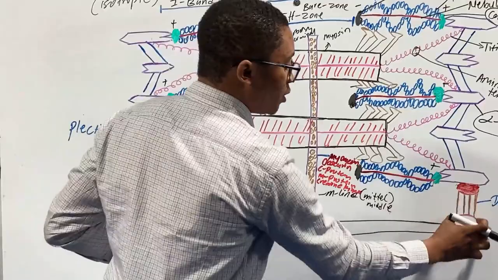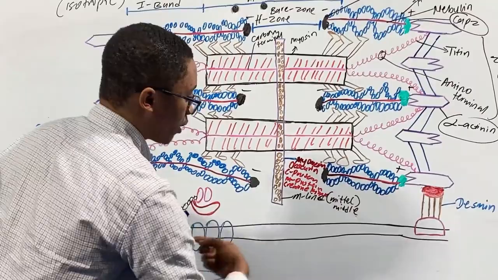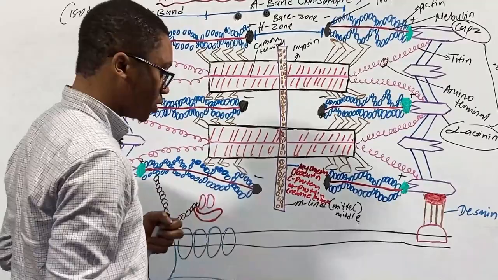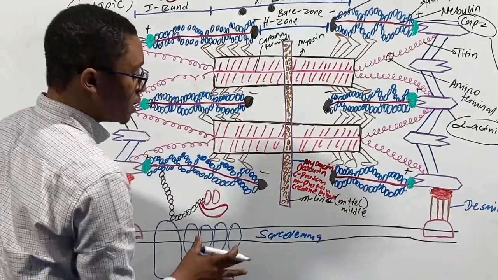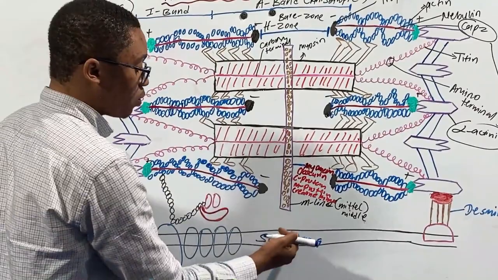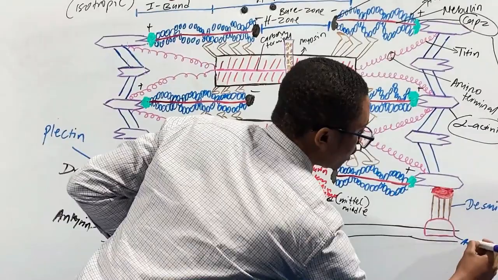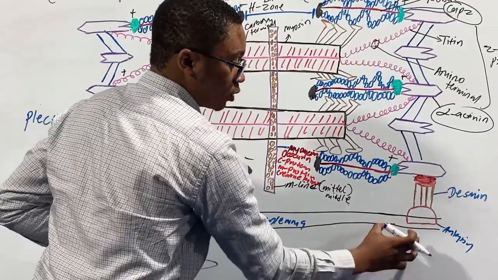Ankyrin anchors desmin to what? To the sarcolemma. So this structure is the sarcolemma. I told you in our first video under muscle physiology that the membrane of the muscle fiber is known as the sarcolemma. So this is the membrane of the muscle fiber, the sarcolemma. And this structure here is ankyrin. Ankyrin anchors the desmin to the sarcolemma. That's the function of ankyrin.